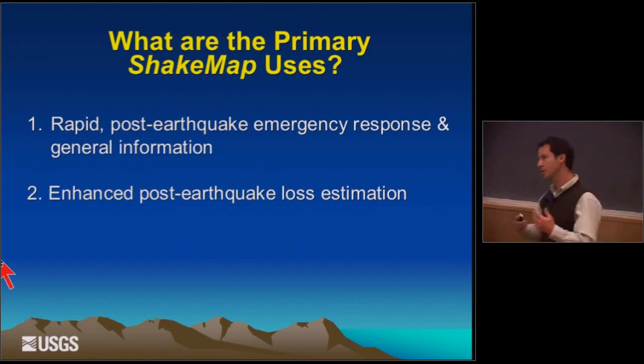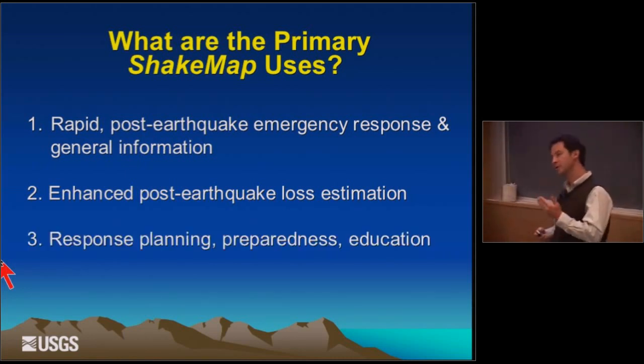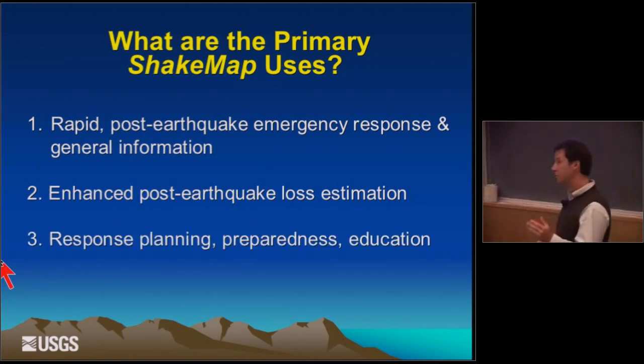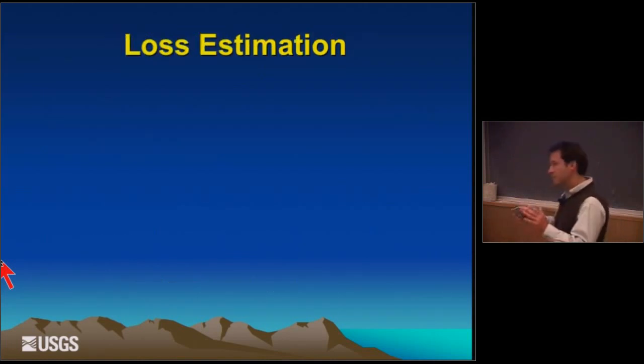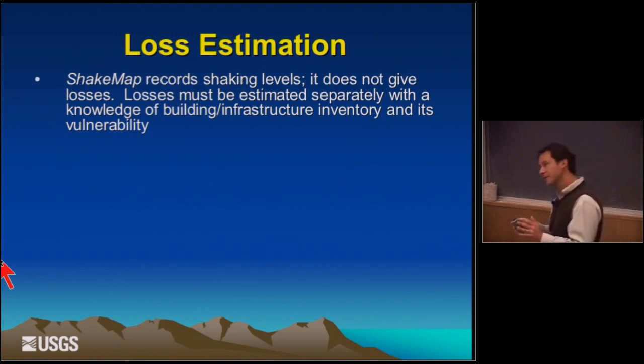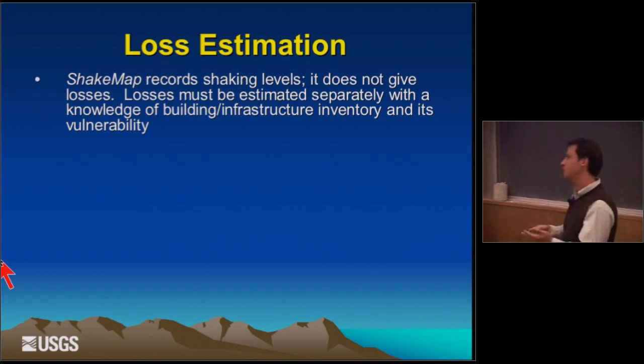Response planning. If you look at these maps and try to understand what's happened in the past, it's very good for gauging what you have to do in the future to respond to an earthquake. There's a number of scientific and engineering studies that have been using these maps as well. For loss estimation, ShakeMaps provide the shaking. They don't provide the damage. So if you take that and you then use an inventory and the vulnerability of buildings on top of this map, you can quickly come up with loss estimations.